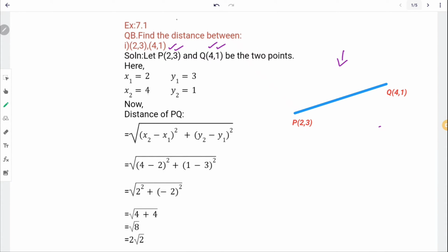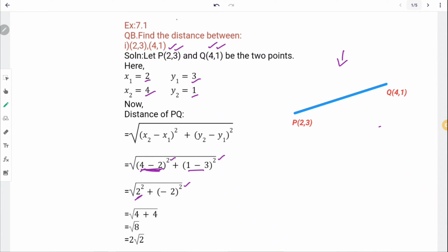So x2 is how much? x2 is 4, so we put it here, and then x1 is 2, so once again here. Then y2 is 1, and then y1 is 3. Then here 4 minus 2, we're going to get 2, but remember the square is here. Square again. 1 minus 3, when we subtract, our answer will be minus 2. And remember the square again.